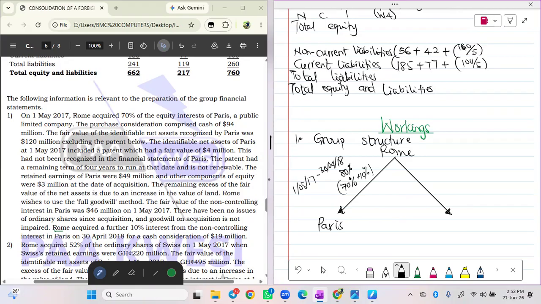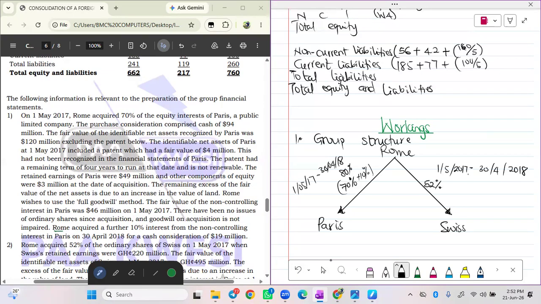Now the second one was that Rome acquired 52% of the ordinary shares of Swiss on 1st May 2017. So that one is 52%. The consolidation period is 1st May 2017 to the reporting date 30th April 2018. How many years do you have? What's the post-acquisition period? It's a year.